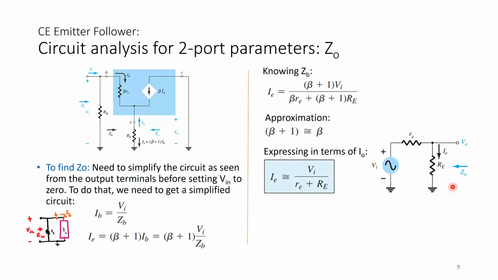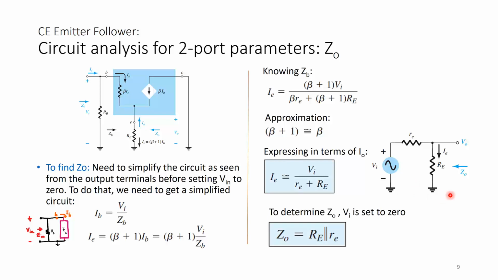Again, remember, to find Zout, we set Vin equals to 0. Now when we set Vin equals to 0, we don't have any other networks that would make our equivalent resistance difficult to find. So if Vin is set to 0, what I have is the small signal parameter re in parallel with the emitter resistor RE.